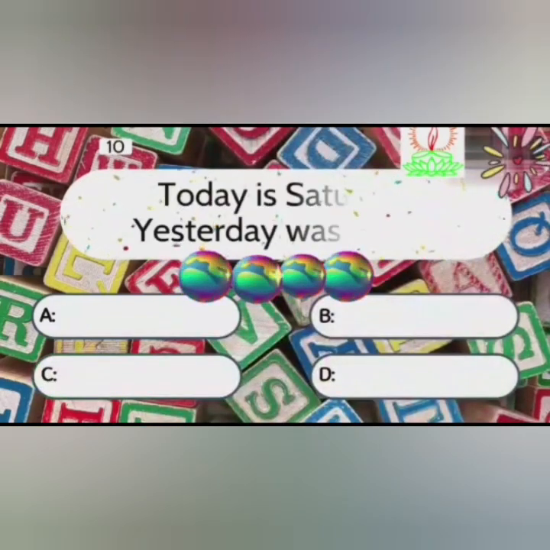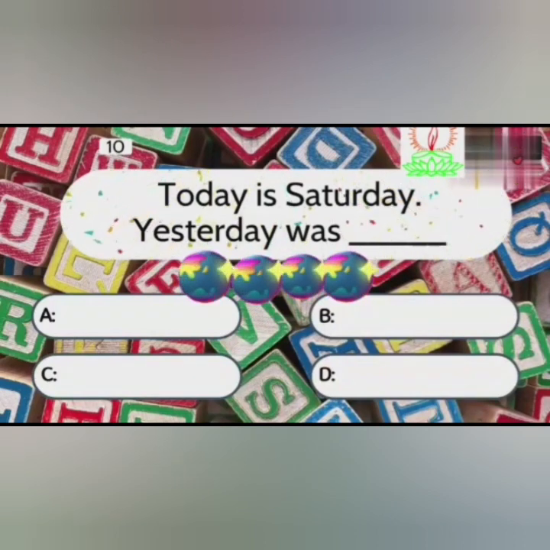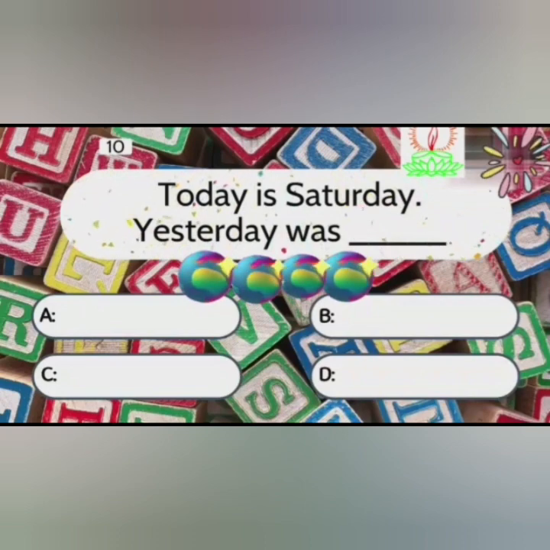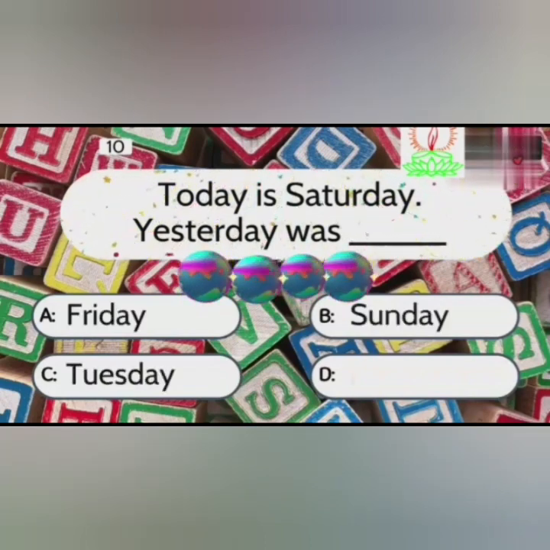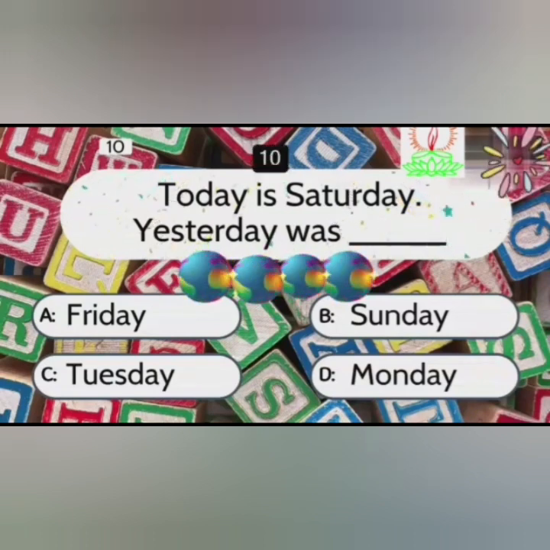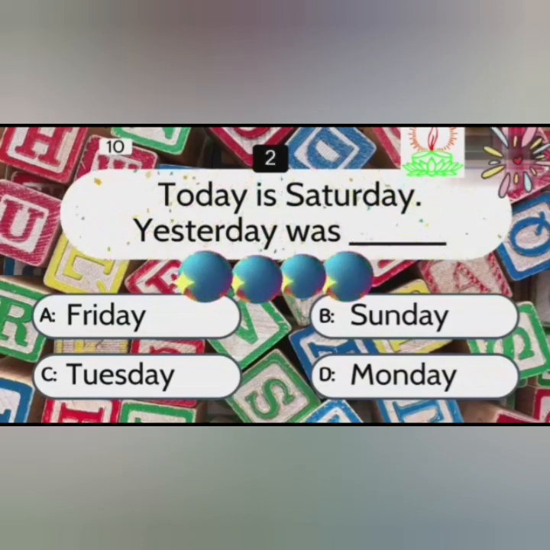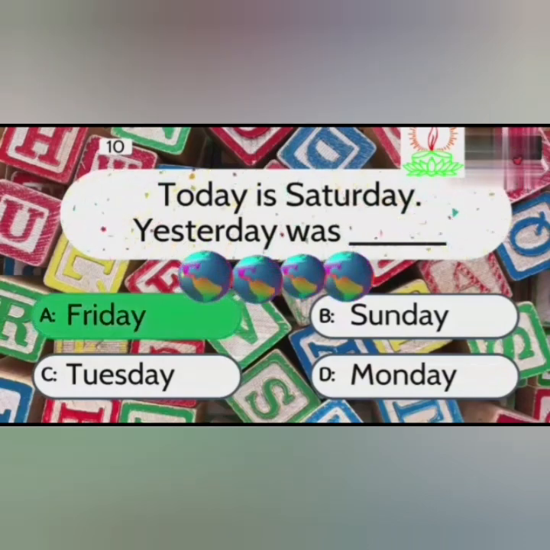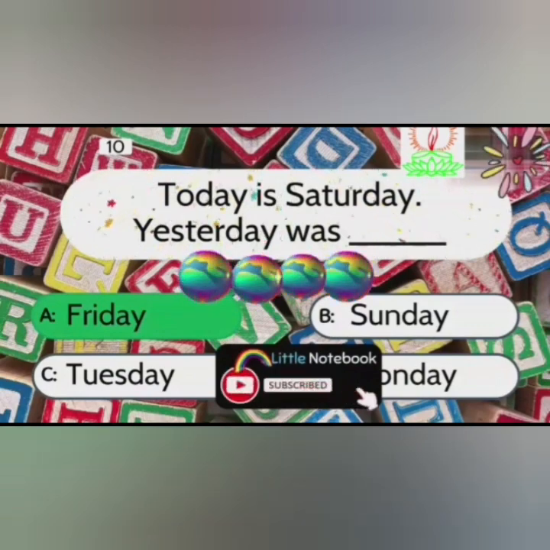Today is Saturday. So yesterday was? Option is Friday, Sunday, Tuesday and Monday. Which one is correct? I give you the clue. Now tell me which one is correct. Friday, Sunday, Tuesday or Monday. Yes, it's Friday. The correct answer is Friday.